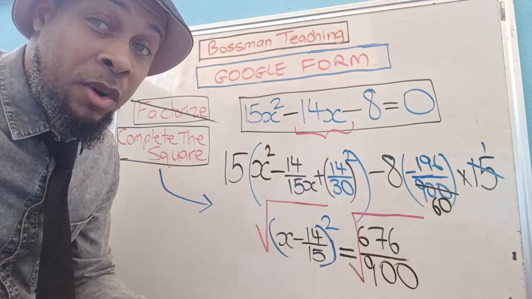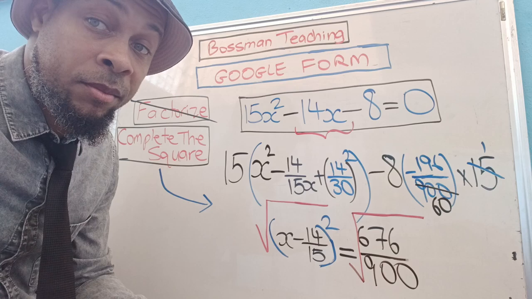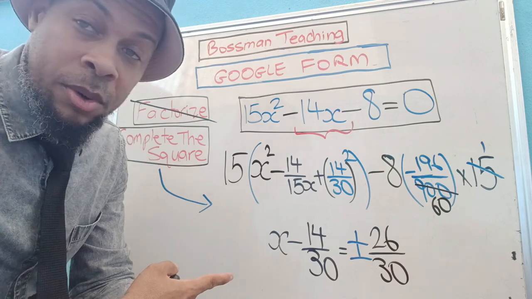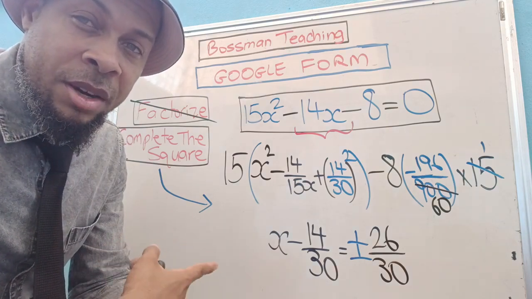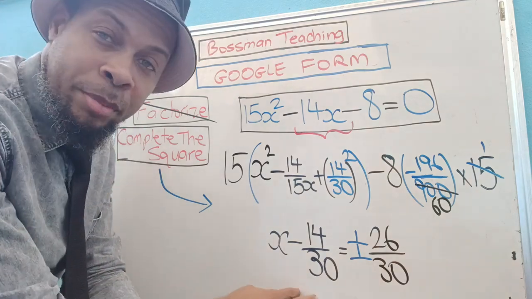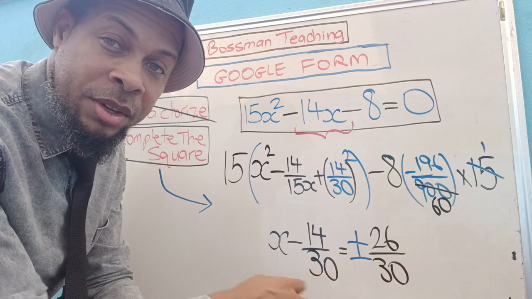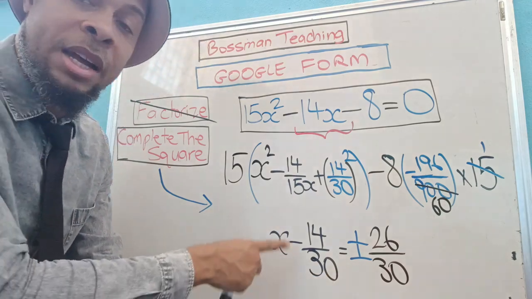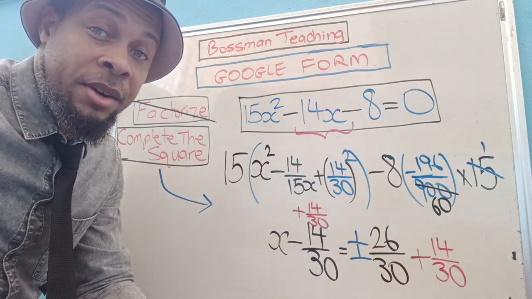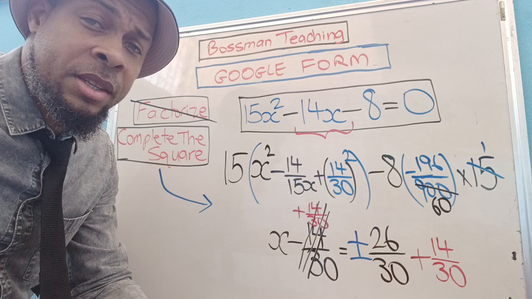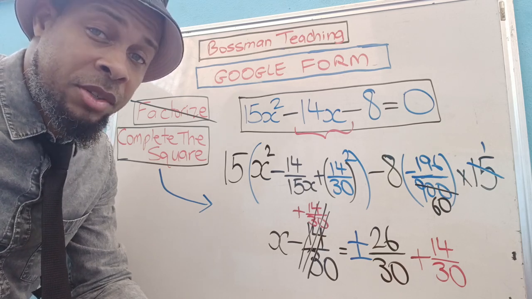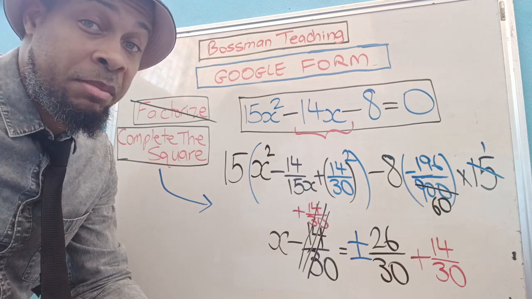Alright, so what do we do from here? That's what it should be looking like. Now, let's continue from here. I'm hoping I didn't make a mistake along the way. So, plus 14 over 30 on this side, plus 14 over 30 on that side. Once you do that, it will cancel over here. So do that to the left and the right. And then we're going to have minus 26 over 30 plus 14 over 30 and plus 26 over 30 plus 14 over 30.